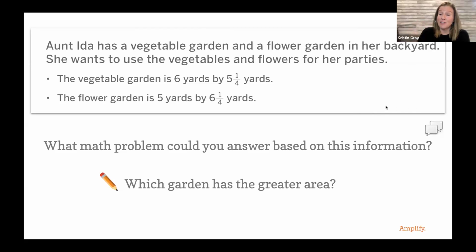Oh, other people rephrasing the problem. What is more, 1/4 of 6 or 1/4 of 5?